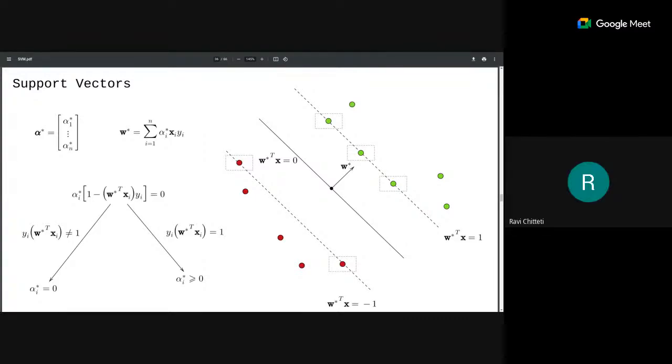Can you repeat this part? They are on the line, so the part inside the bracket becomes 0, right? So I can't comment on alpha I star. I know that alpha I star will be non-negative from my constraints, so this doesn't give me anything new. Alpha I star is anyway greater than or equal to 0, whether it lies on the line or not. But if it doesn't lie on these lines, I can say certainly that alpha I star will be 0.